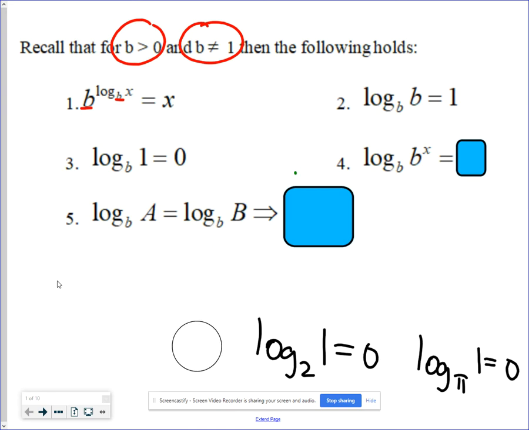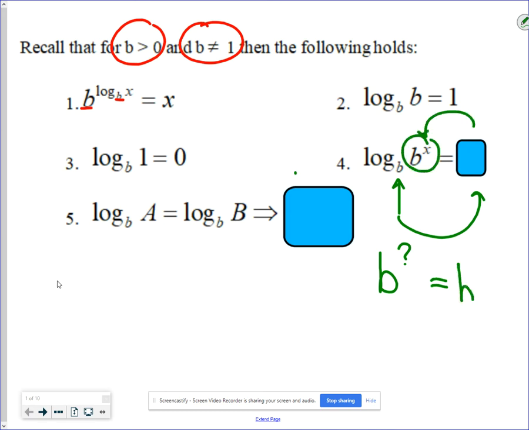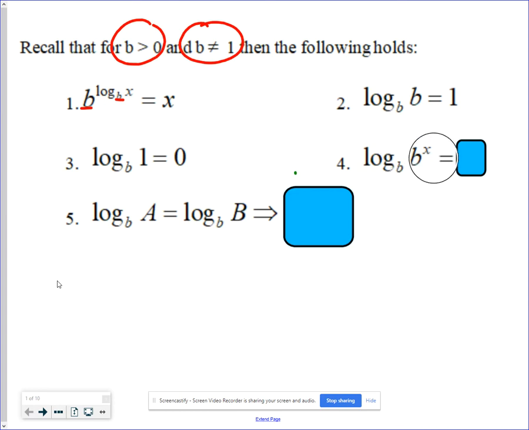And rule number 4, well, if you think about this one, b is my base. So if I do like the circle of life, b to what power is b to the x? Well, it's going to be just x. So when you got log base b of b to the x, you can think of these as canceling out, and you just get x.